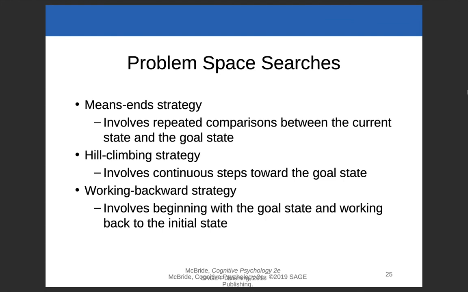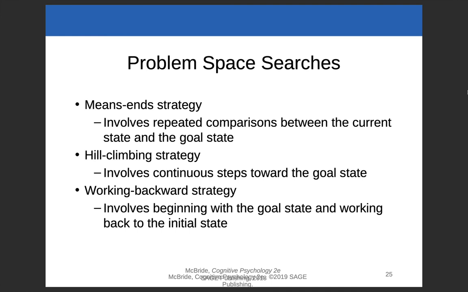There's lots of different ways of solving problems, lots of different strategies that you can use to go through and solve different problems. One of them is called a means-ends strategy, and this involves repeated comparisons between the current state and the goal state. So you've got where you're at, your as-is condition, and your to-be condition. Essentially, you're comparing the two and saying, okay, what do I need to get me there?